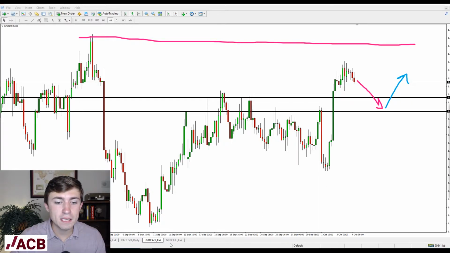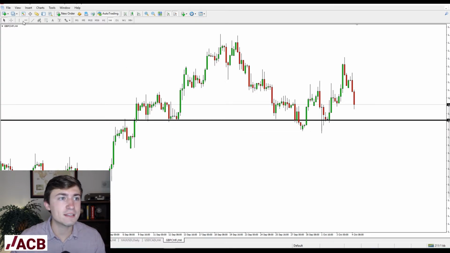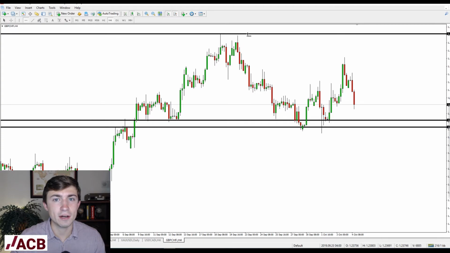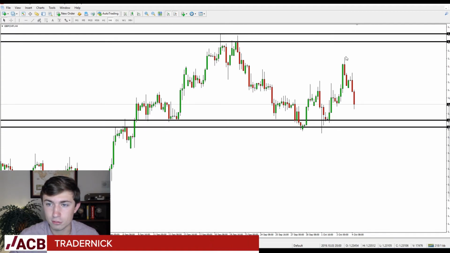Last is going to be GBP Swiss, and what you can see here on this particular pair is that we do have some structure levels to look out for. This level in particular is a historical level of support, and so as price falls, if we see price come into that area, might be interesting to see what goes on in those areas. We also have that recent structure high as kind of a high point to look for potential resistance.